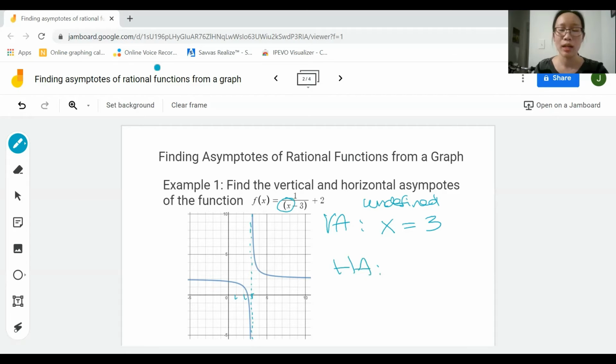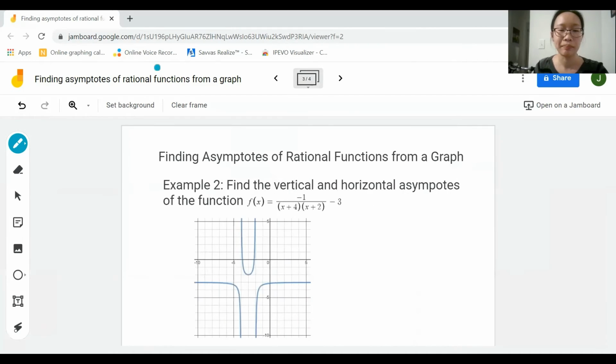So this is a horizontal line of the form y equals where my graph sits. So to do that, I'm going to look at the far left and the far right, and I see that the graph kind of sits on this line here that goes across, and if I count up, that's 1, 2. So the equation of my horizontal asymptote is y equals 2. Let's try a second example.